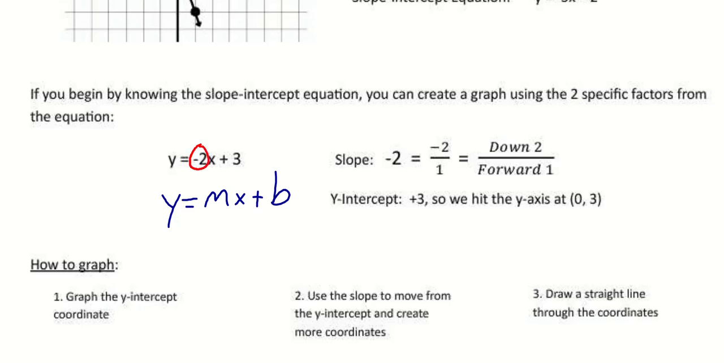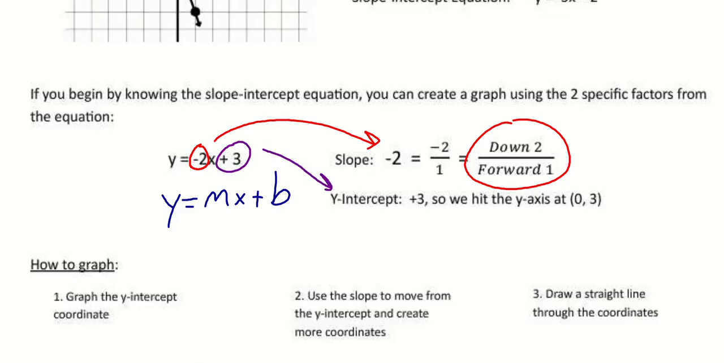So there's the slope, that is the multiplier. So I know that slope being -2, that means I'm going to do the motion or movement of going down 2 and forward 1 spot. Then I find the y-intercept. The y-intercept is +3, so that means that's where I'm going to hit the y-axis.